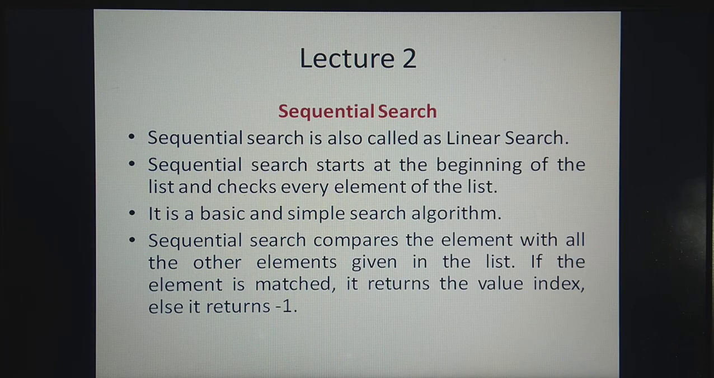Now, sequential search is also called linear search. Sequential search starts at the beginning of the list and checks every element of the list. It is a basic and simple search algorithm. It compares the element with all the other elements in the list. If the element is matched, it returns the index, else it returns -1.